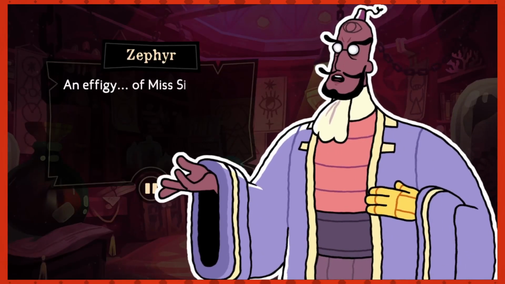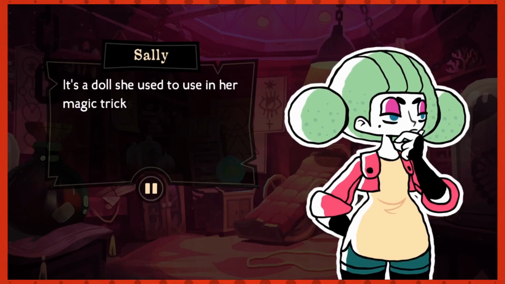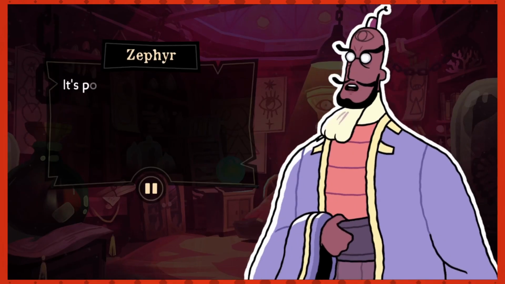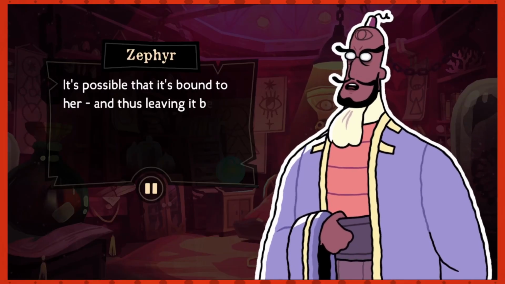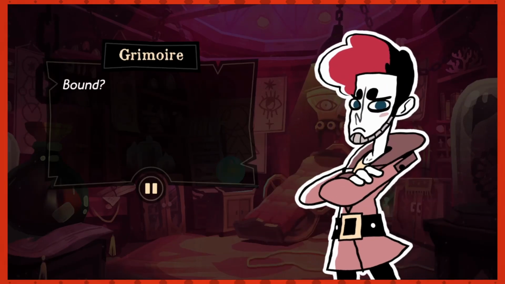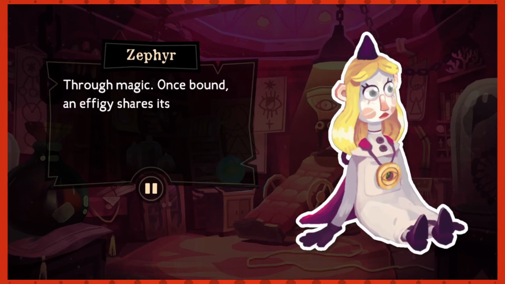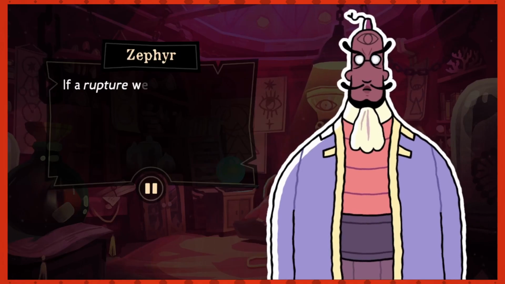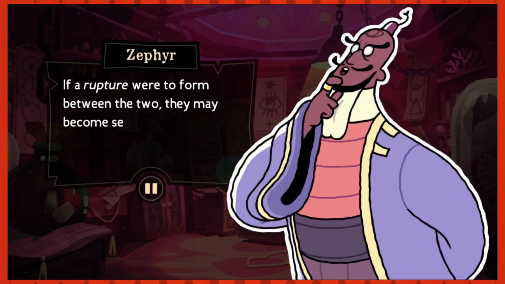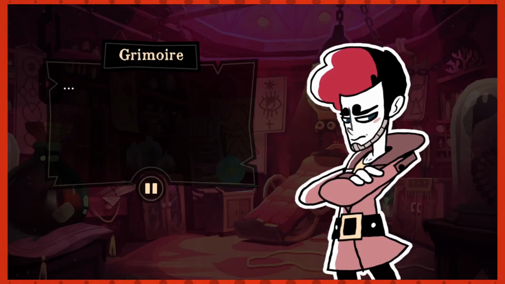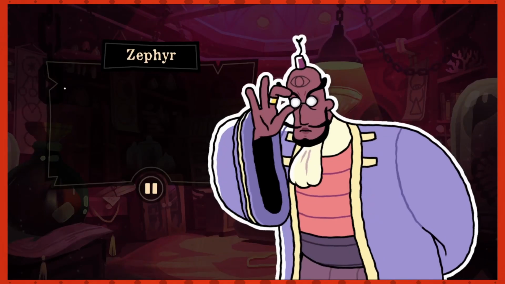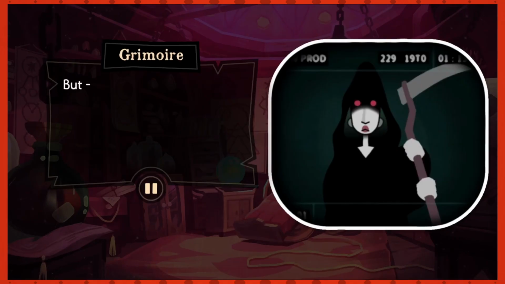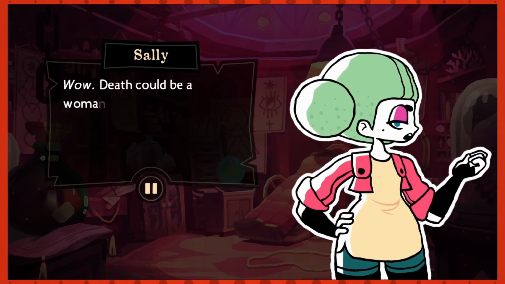An effigy of Miss Silkmoth. It's a doll she used to use in her magic tricks. I'm still not quite sure why she brought it onto the submarine, though. It's possible that it's bound to her, and thus leaving it behind was not possible. Bound? Through magic. Once bound, an effigy shares its fate with the person in question. Permanently? Not necessarily. If a rupture were to form between the two, they may become separated once more. But in theory, this doll could have recorded the murder. An apparition of death. Intriguing. But it's a woman. Wow. Death could be a woman. You don't know.